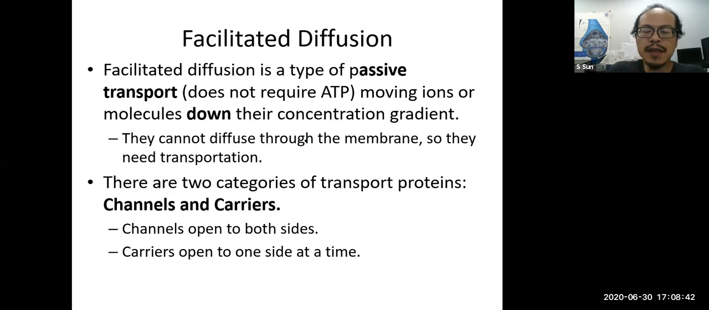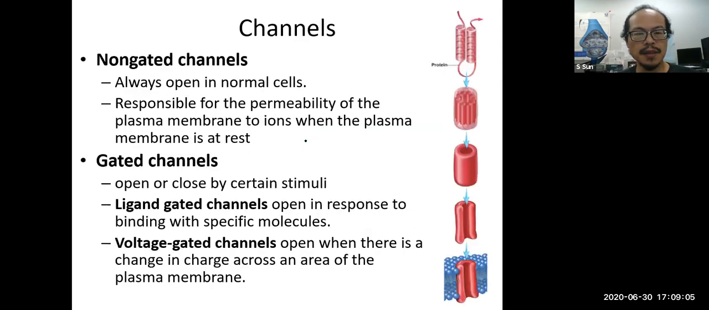Two categories, two groups of proteins can do that. One is called channels, the other one is called carriers. Channels can open to both sides, so it's always open. Carriers move from one side to the other, but it's always moving from high concentration to low concentration. So this is an example of a protein forming a channel.